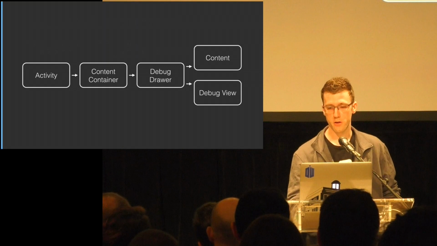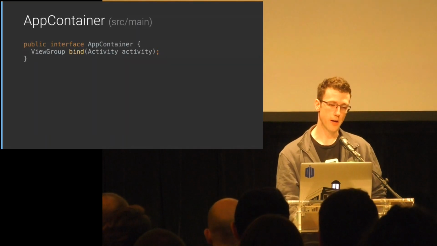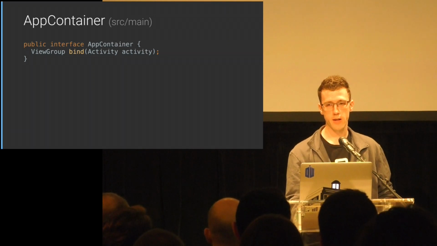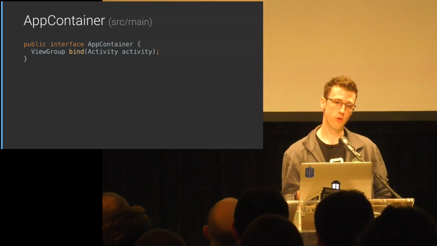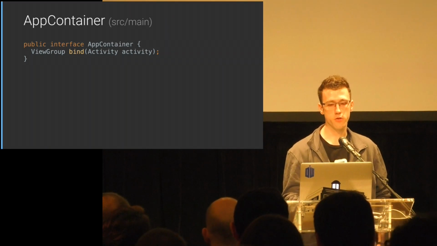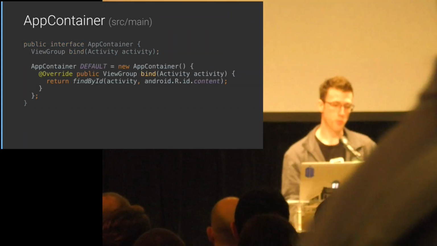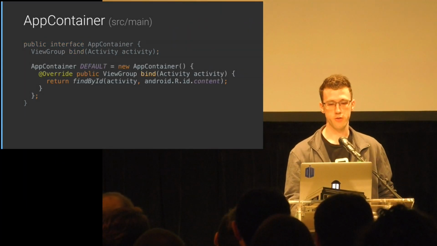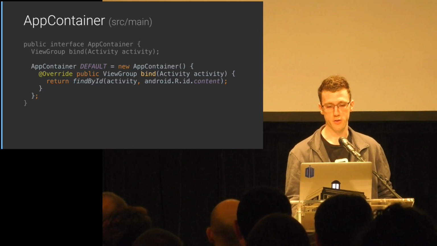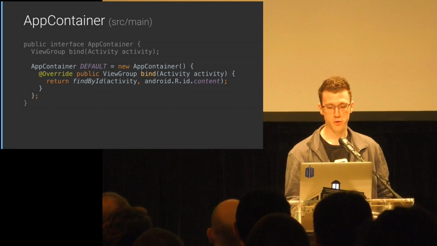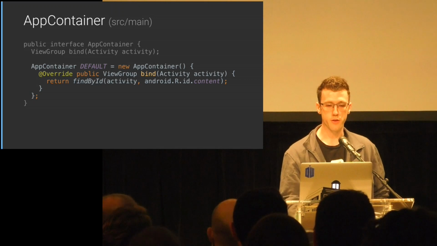So first, we're going to define an interface. It's called AppContainer. It has one method in it called bind. It takes an activity, it does whatever it needs to do to the activity to get it set up, and it returns a ViewGroup that the main content is going to live in. We have a default implementation. All this does is it finds the content view. This android.R.id.content is just the unique identifier that the activity is using. So basically, we're replicating the content view in this implementation.